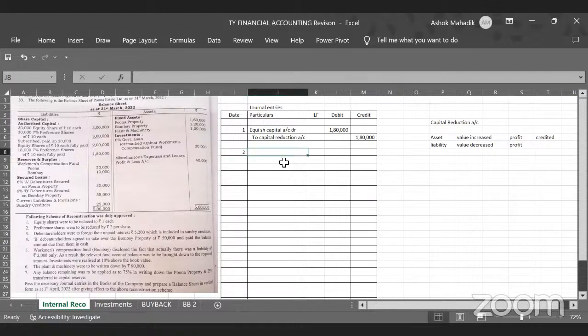Okay, liability is reduced. All right, 7% preference share capital account debit, to capital reduction account. On 18,000 shares, 2 rupees per share, so 36,000 is our profit.